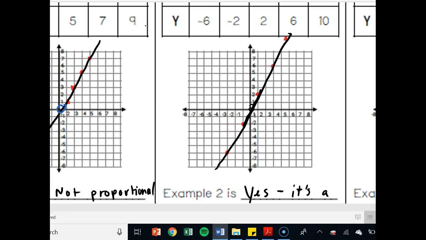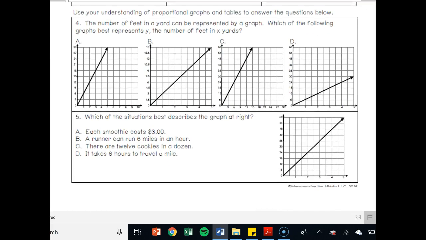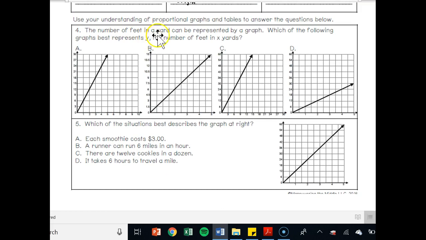Okay, so let's take a look at some test questions that you might see. Number 4 says the number of feet in a yard can be represented by a graph. Which of the following graphs best represents y, the number of feet in x yards? So remember, there are 3 feet in 1 yard, right? So if x is yards and y is feet, you should have a point that's 1, 3. So go here. Do I have a point 1, 3? No. See you later. Do I have a point 1, 3 here? Yes, I do. Right there.